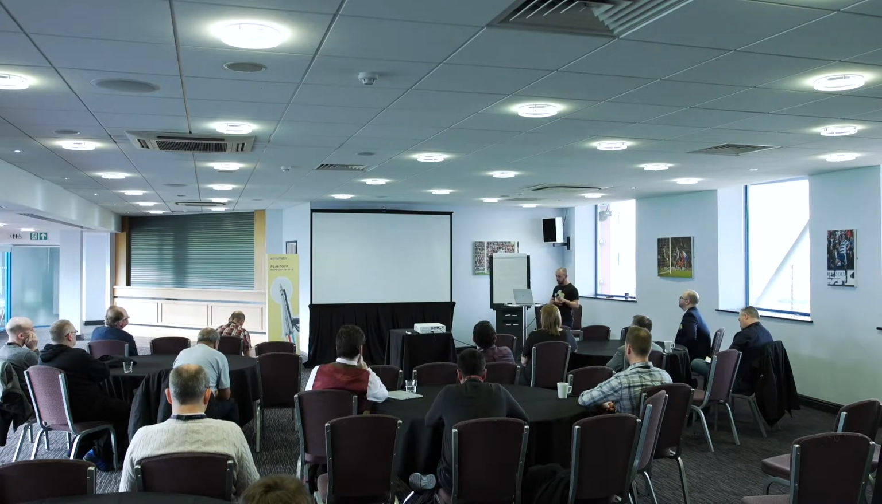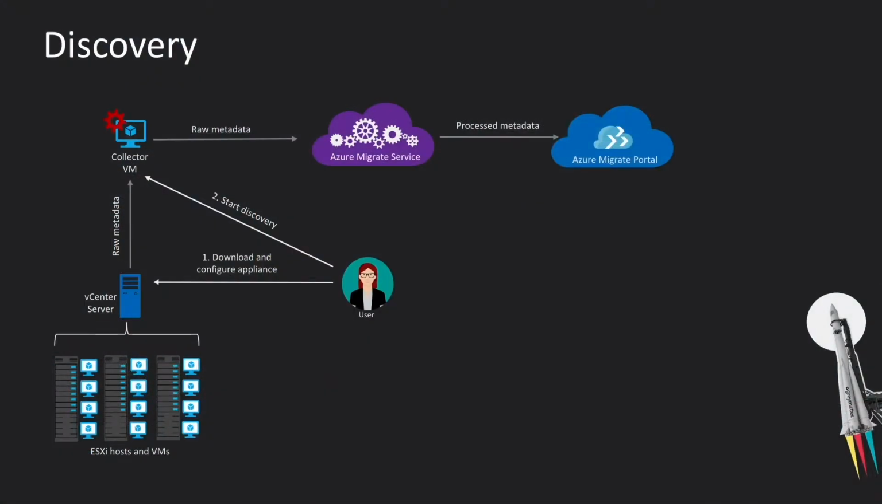Now, if we look at our discovery, the first step is to connect into our VMware environment. Once we connect to the VMware environment, we download the collector appliance, which is an OVA file. That OVA file is then used to spin up the collector appliance virtual machine in our VMware environment. We then need to connect to the collector VM appliance. We need to configure the discovery.